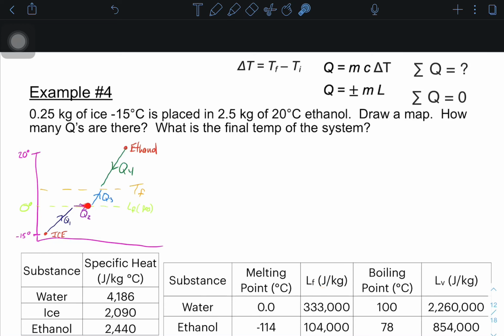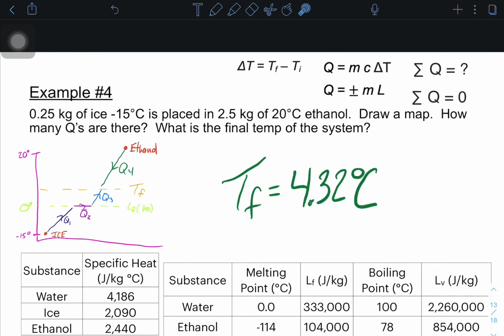And because of the arrow going from left to right, it's going to be positive. So when you say plus or minus M times L, it's going to be the plus. Okay, so now go through and solve what is the final temperature of the system. When you have it, hit unpause, and we can see if you got it right.